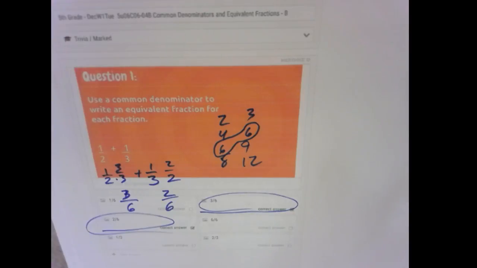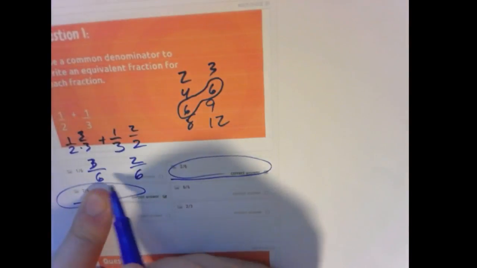Okay, we're not adding it yet. That'll be the next quiz. Right now we're just trying to get fractions that end up having that common denominator, like so.